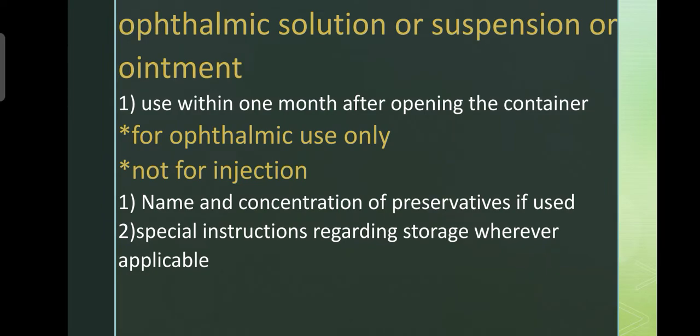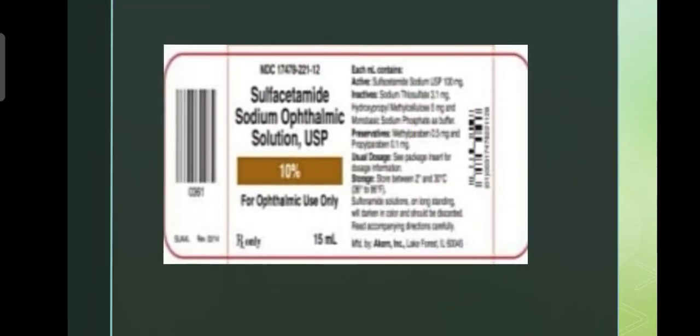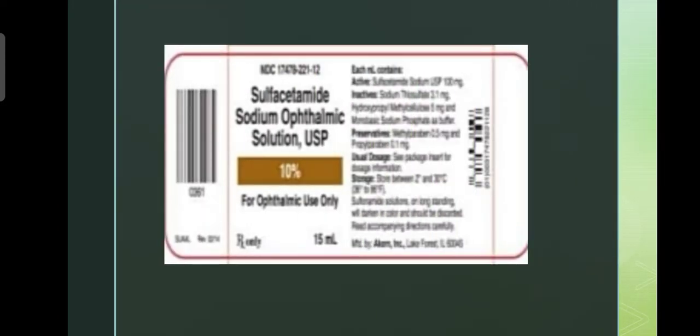Ophthalmic solution or suspension or ointments. In that first one is the use within 1 month after opening the container. For ophthalmic use only, not for injection. That first one is the name and concentration of preservatives if used. Second, special instructions regarding storage wherever applicable. Example is sulfacetamide sodium ophthalmic solution USP.